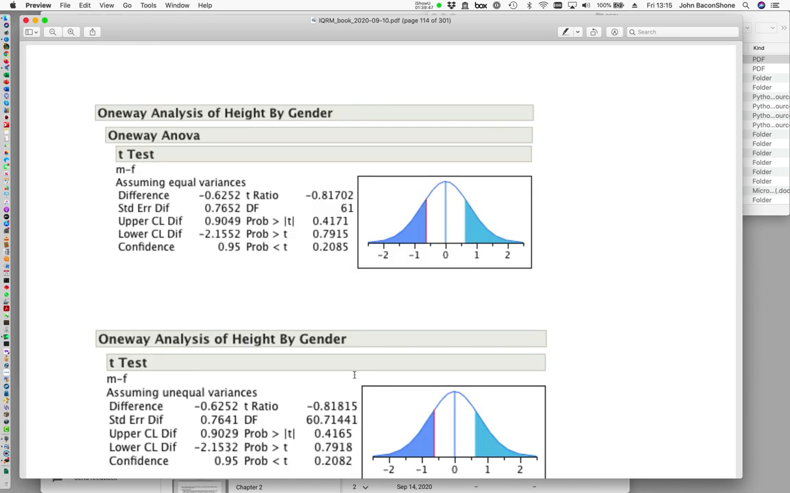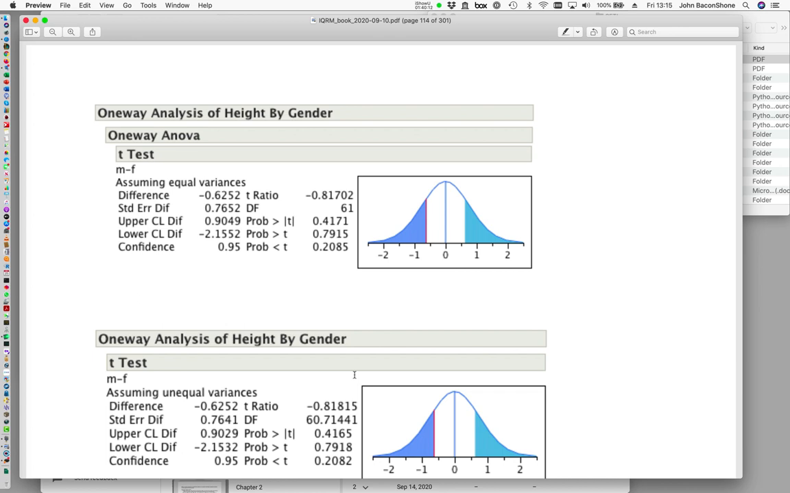You'll see the first half of the page is where JMP has written assuming equal variances, the t-test of male minus female. The difference in heights is minus 0.6, meaning the girls actually are slightly taller than the boys at this age. The standard error of the difference is 0.765.